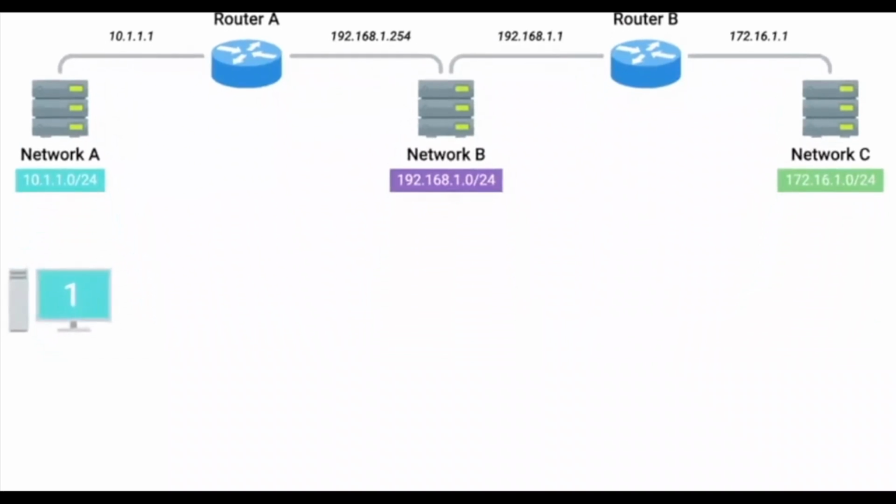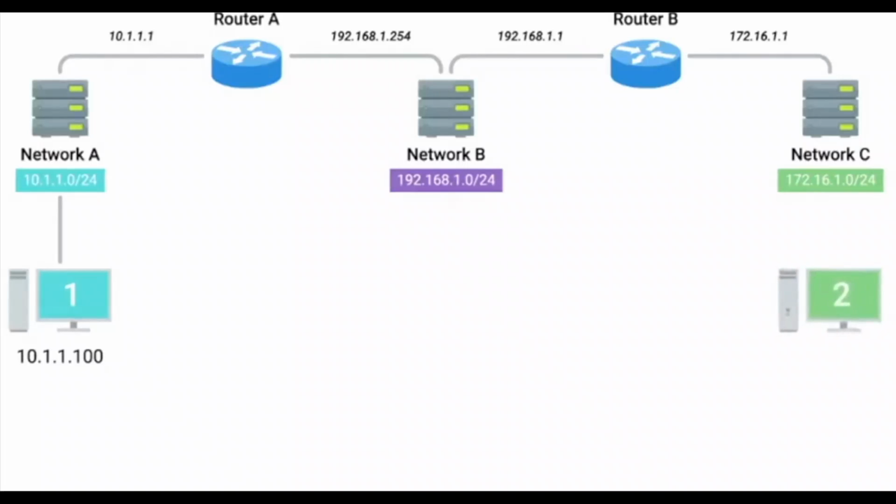Now, let's put a computer on one of the networks. Imagine it's a desktop sitting on someone's desk at their workplace. It'll be our client in this scenario, and we'll refer to it as computer 1. It's part of network A and has been assigned an IP address of 10.1.1.100.